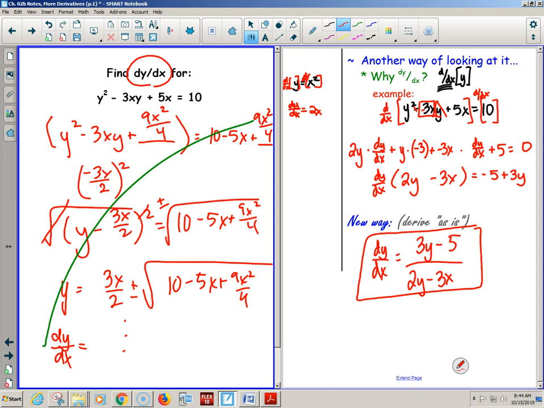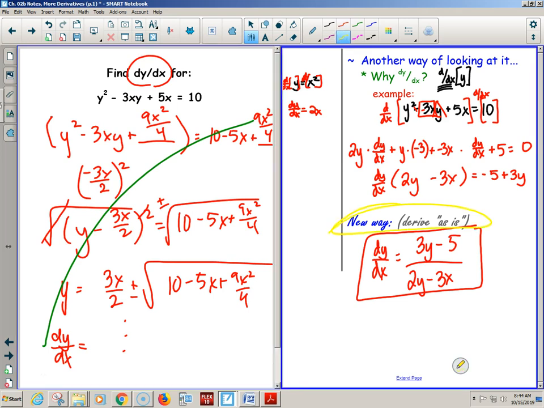Long story short, which one looks better in your eyes? Doing all this and then deriving, or going like that? That one. That's why it's called the new way. But here's the crazy thing, is it technically a new way? No. We've been doing it all along, you just didn't know it. Derivative of y is 1 times dy/dx. Derivative of x squared is 2x times dx/dx. We were just doing shortcut rules without fully understanding exactly what we were doing.